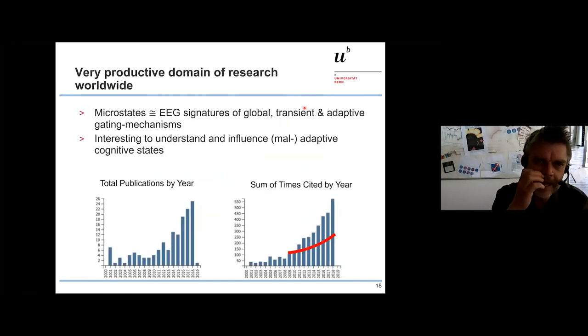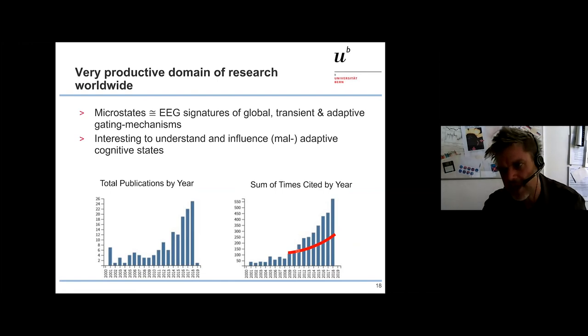This is the conclusion slide. I think we are in a very productive research domain worldwide. This is the number of publications per year and the sum of citations per year. When I did the graph at the beginning of 2019, this is how it looked. The red curve is what you would expect if you just take the average increase of publications and citations per year in science in general. So we're moving at about twice the speed when it comes to the EEG microstate literature.